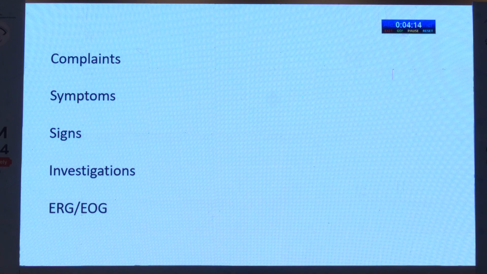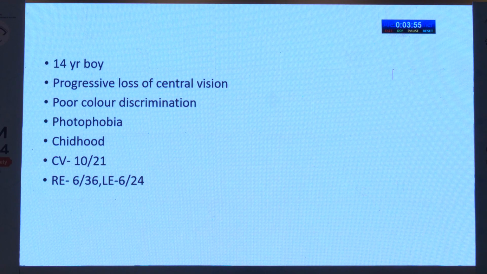When we use ERG and EOG, we have to use them in conjunction with the complaints of the patient, the signs and symptoms, and the ancillary investigations. The last tests are ERG and EOG, and finally we corroborate all the findings to come to a diagnosis. So through some case scenarios, I will come to the cases one by one.